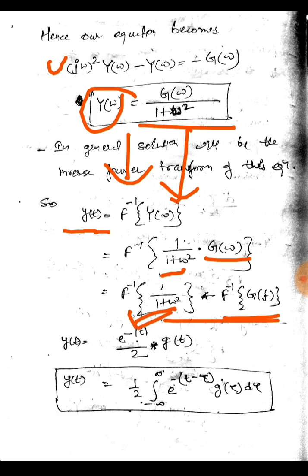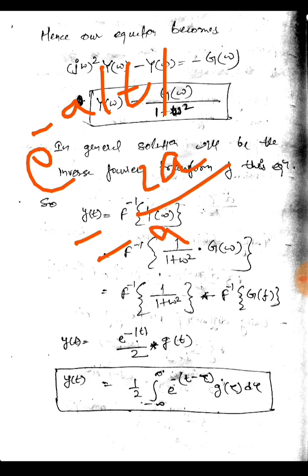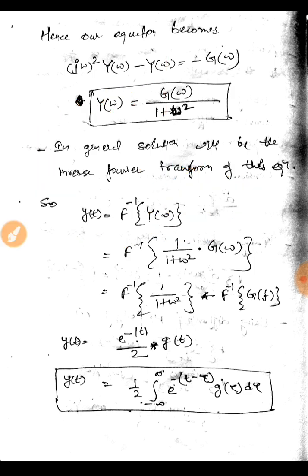For this function, the inverse transform comes out to be e raised to power minus modulus of t, upon 2, as we all know that the Fourier transform of e raised to power minus a modulus of t will be 2a upon a square plus omega square. So in this case we have a equal to 1, so it becomes e raised to power minus modulus of t, divided by 2, convolved with g(t).